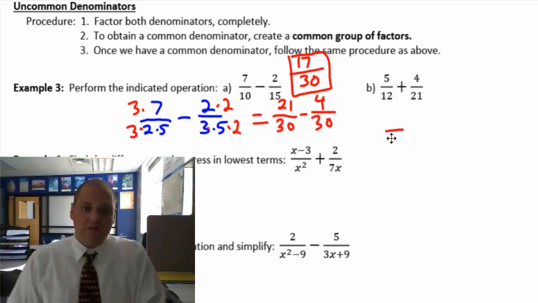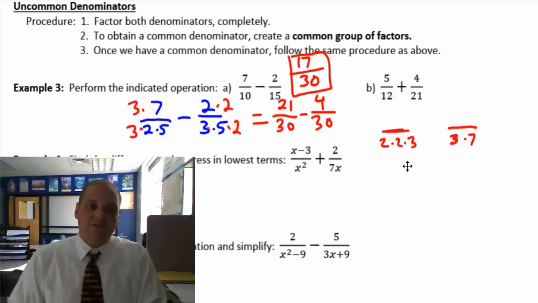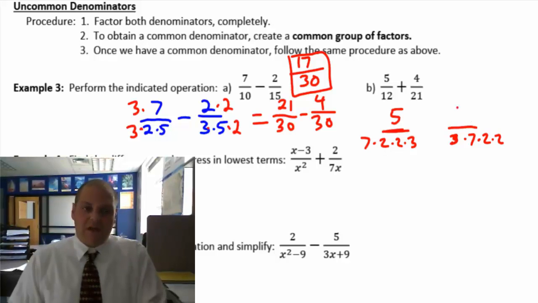12 is 2 times 2 times 3, and 21 is 3 times 7. Using our prime factors. So here, we can do 2 times 2. That's fine. We're missing a 2 and a 2 here. 2 times 2. And here we're missing just a 7. So we're going to go times 7. All right, so we already had the 5. We already had the 4.